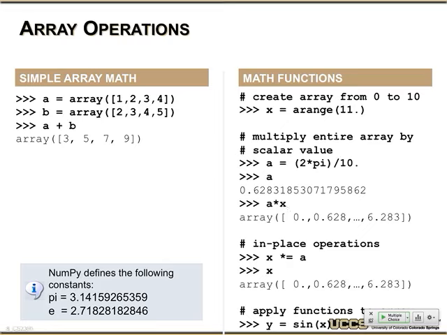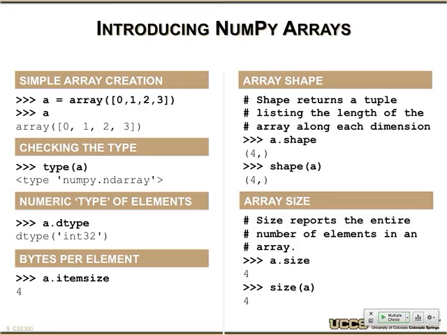If that array was an image, I can multiply 2 times an image, and the image will get twice as bright in terms of what images do. I can also do in-place operations. I can do times equals, plus equals, and I can apply functions to them. So I can take the sine of an array, and we'll talk about what that looks like in a little bit.